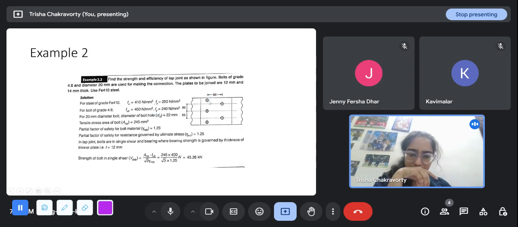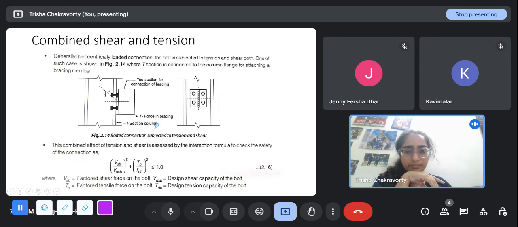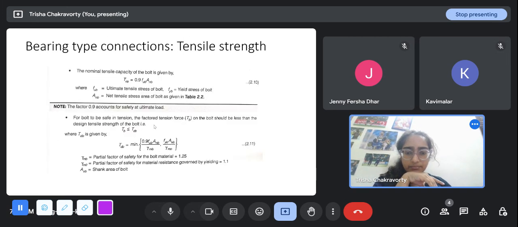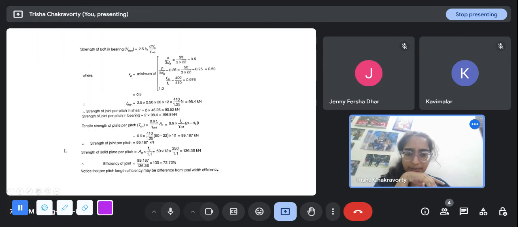I'm not sure why they use the 2 here. I just have to look into it. And the tensile strength of the plate is this, the formula we looked at earlier, divided by the factor of safety.